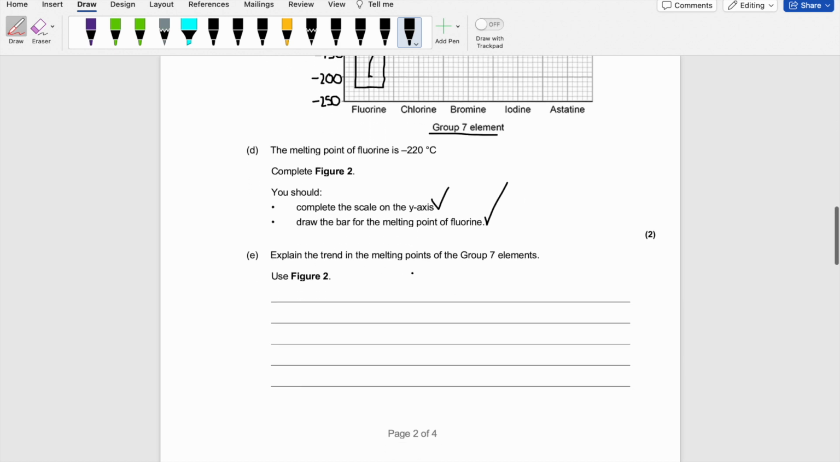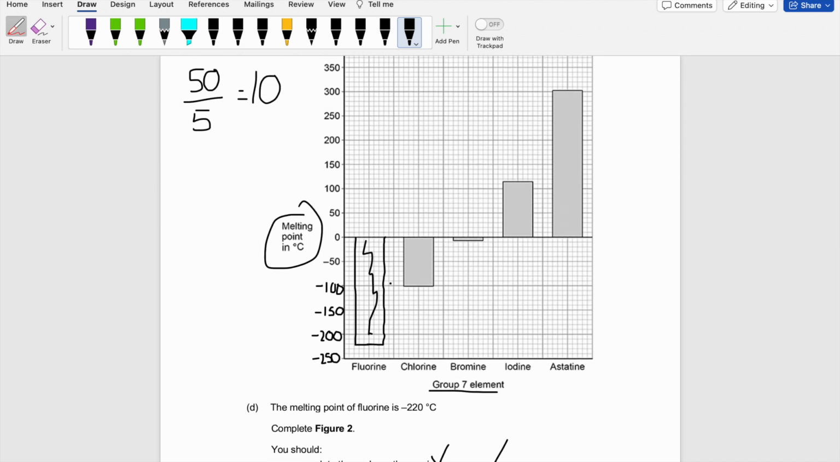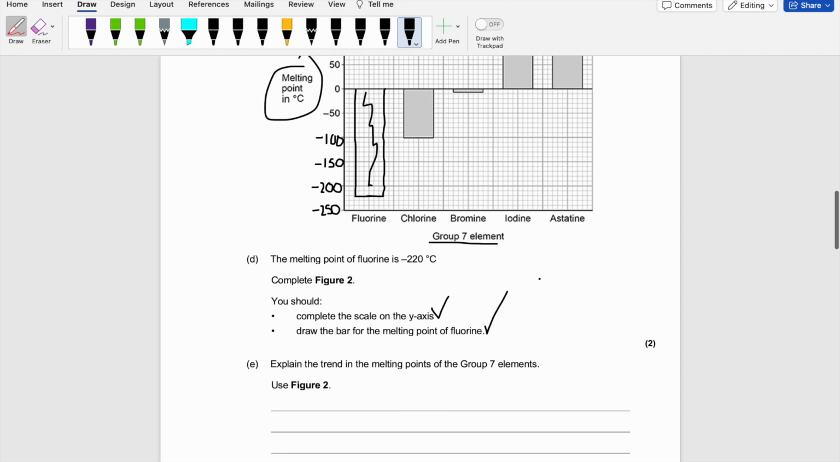It then says, explain the trend in the melting points of group 7. So describing the trend, we can say that as we go down the group, these melting points get higher. So we go from minus 220 to minus 100 to minus 10 to plus 100, maybe 115-ish. And then right up to plus 300. So we can see that as we go down the group, the melting point gets bigger. But this question says explain it. So I've got to say why that's happening.